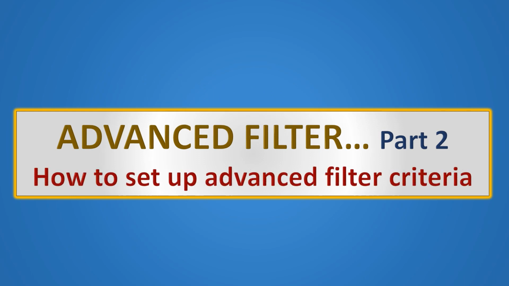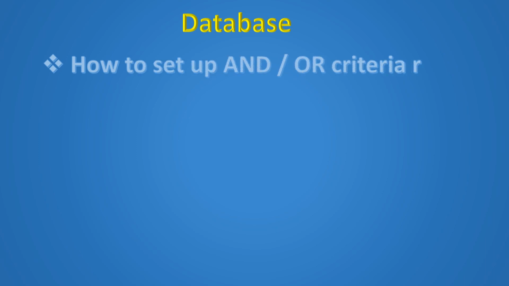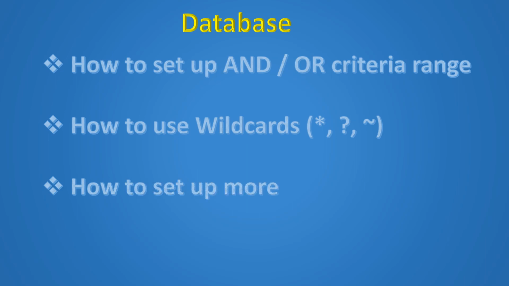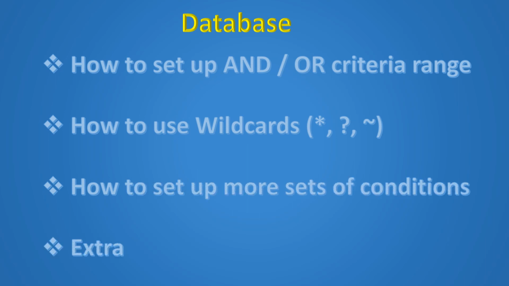Today, we are going to discuss Advanced Filters Part 2, how to set up advanced filter criteria. In this video, we are going to cover how to set up AND/OR criteria ranges, how to use wildcards, star, question mark, tilde, and how to set up more sets of conditions, and extract items with specific text.